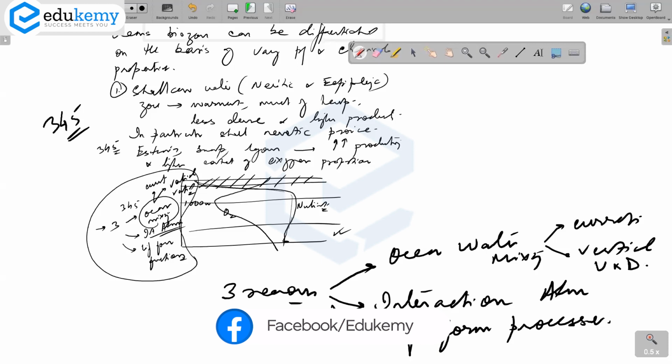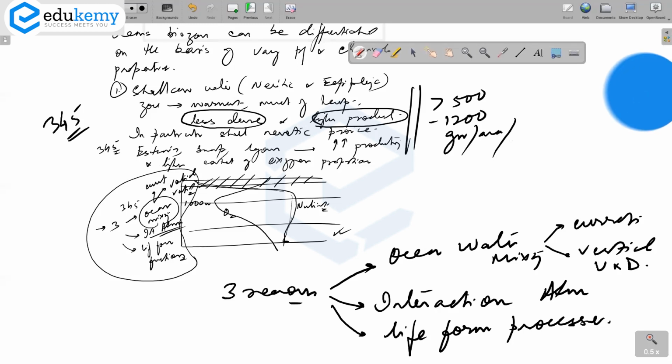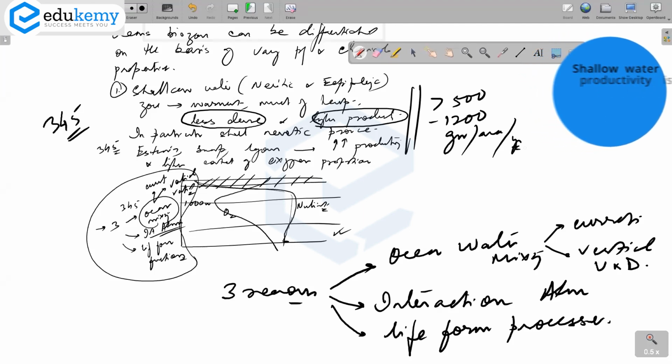तो shallow waters का ये pattern है. Now the water is less dense, high productivity areas हैं. Shallow waters की productivity is more than 500, as high as 1200, grams per area per year. I hope you know the productivity. Productivity is very, very high यहाँ पर. Shallow waters में the productivity is very, very high.